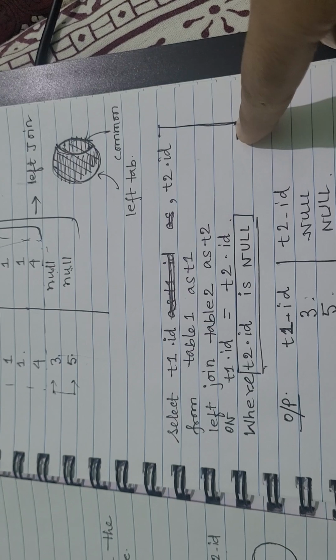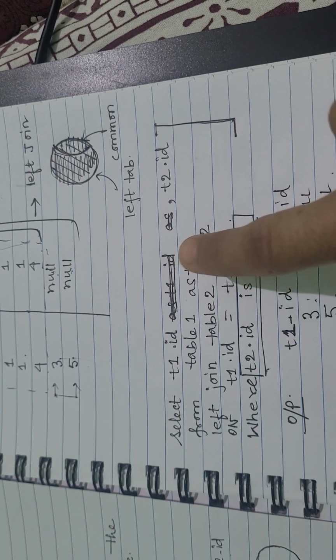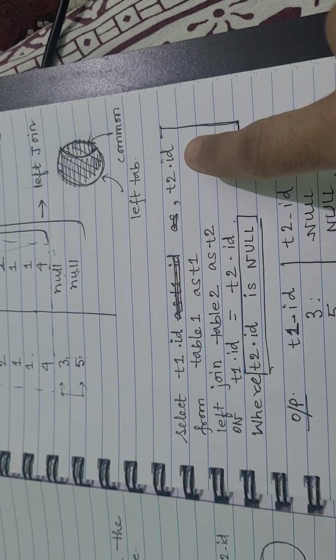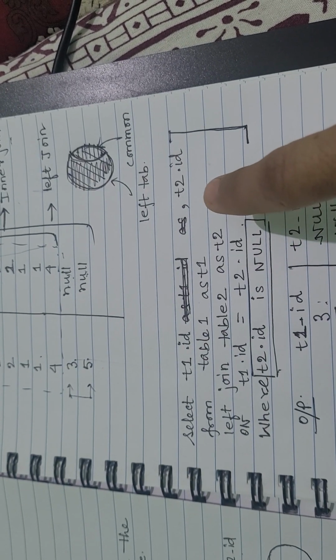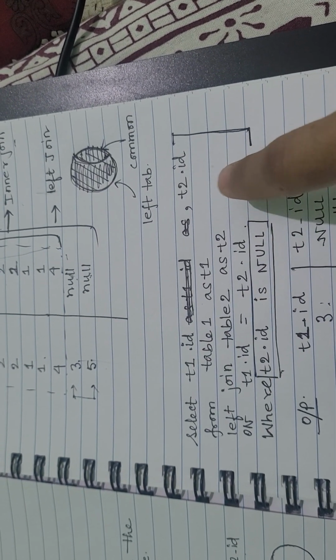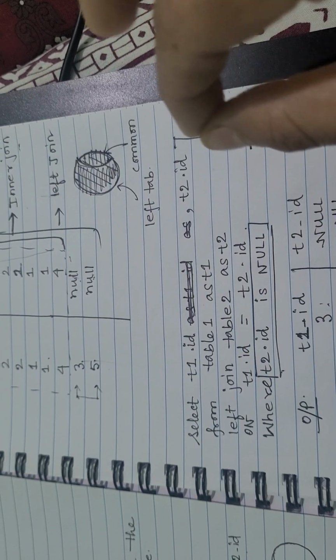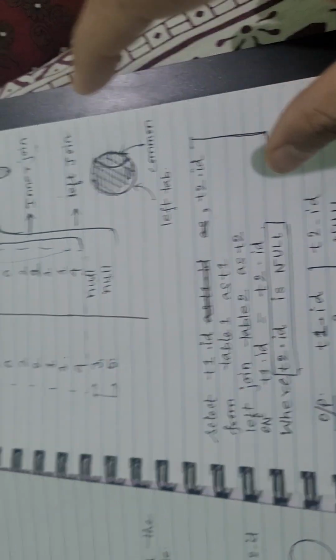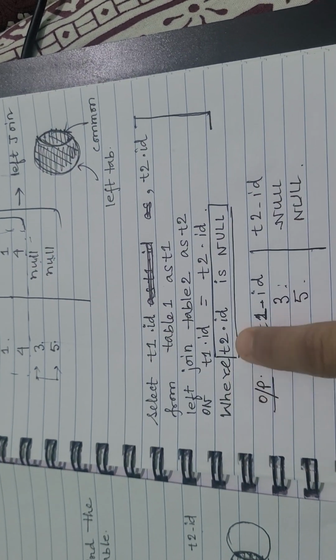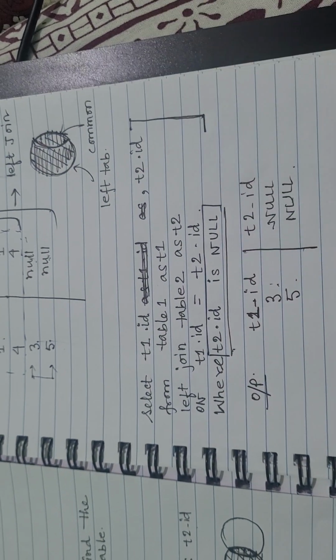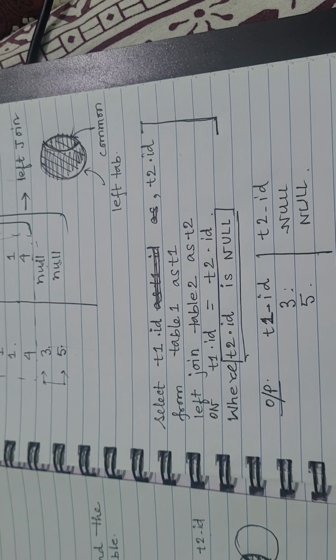This portion of this query, that is select t1.id, t2.id from table 1 left join table 2 on t1.id equals t2.id, till this much the query will get executed first, and then they will prepare this intermediary table, and then finally this filter condition will be executed. So basically a data set gets created in between.